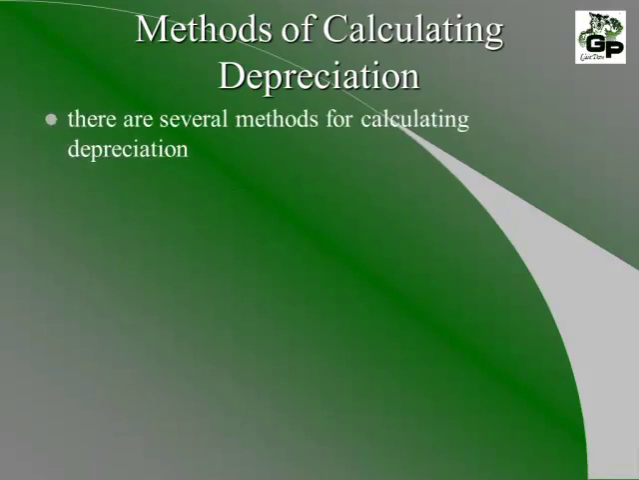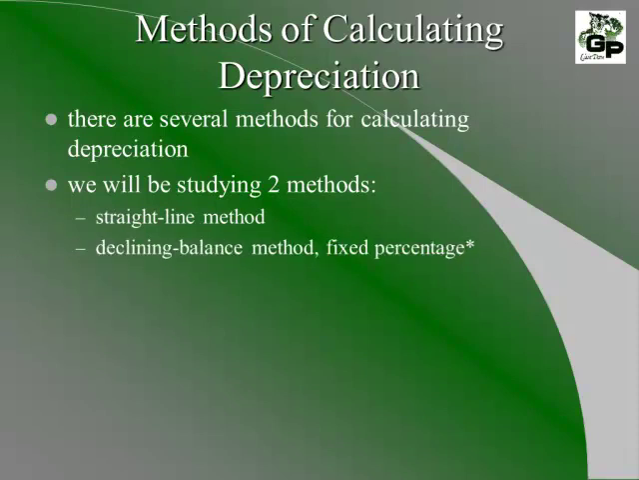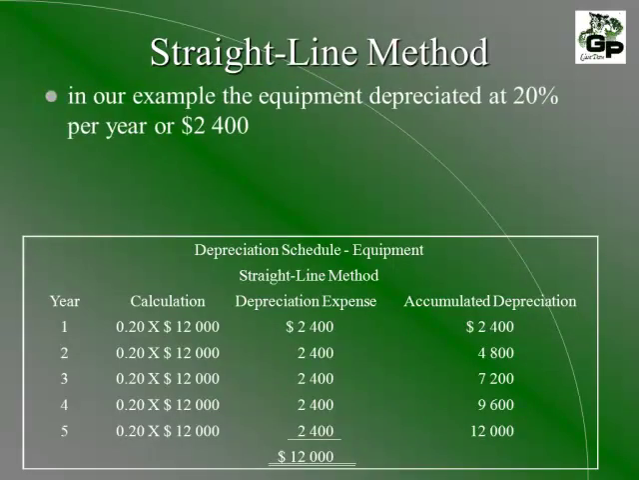Methods of calculating depreciation. There are several methods for calculating depreciation. We will be studying two of these methods. The first one is the straight line method. The second one is the declining balance method with a fixed percentage. The straight line method is described in this chart below.